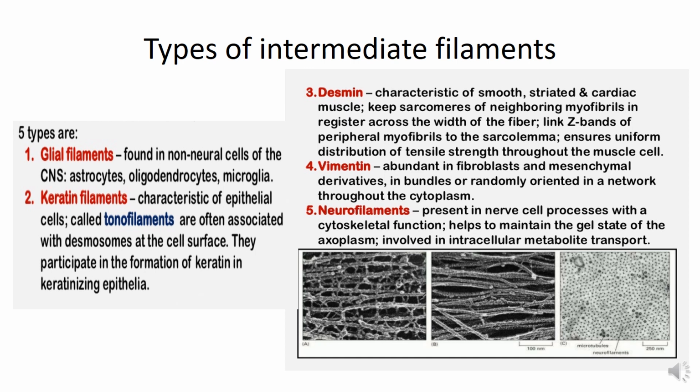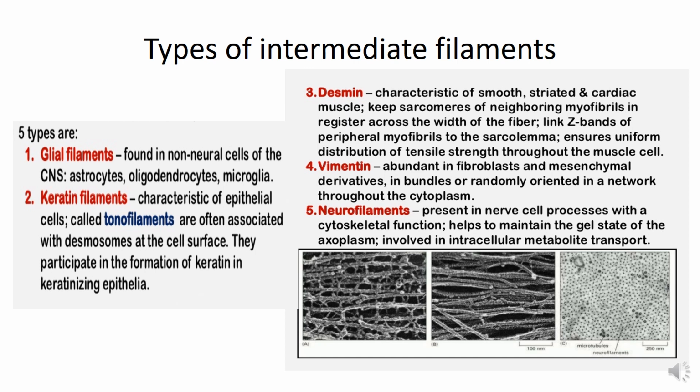Taking into consideration the biochemical nature of the constituent proteins, many types of intermediate filaments have been identified in different cells of the body. I will tell you the 5 most common varieties of intermediate filaments. The glial filaments. These intermediate filaments are made up of glial fibrillary acidic protein, and they are found in non-neuronal cells of the CNS, that is the astrocytes, oligodendrocytes, and microglia.